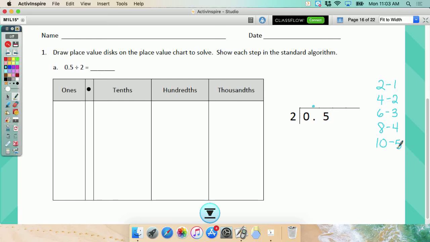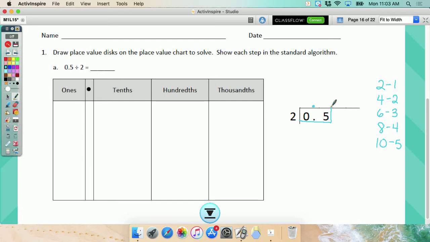Okay, so do I need to do any chunking here? Do I need to put a box around anything? Yeah, what should I put a box around? The 0 and the 5. Okay, that's going to skip a step of writing minus 0 and then 0 again.